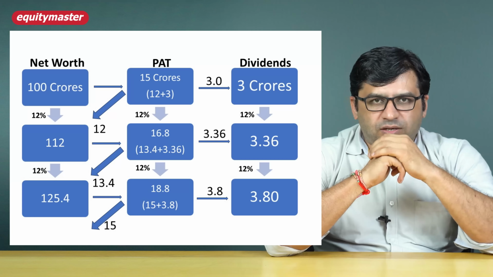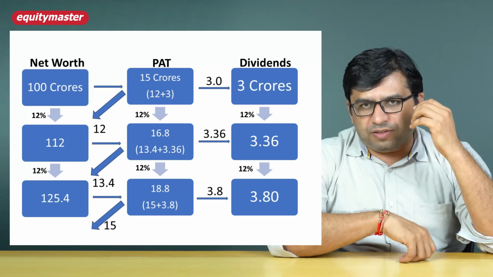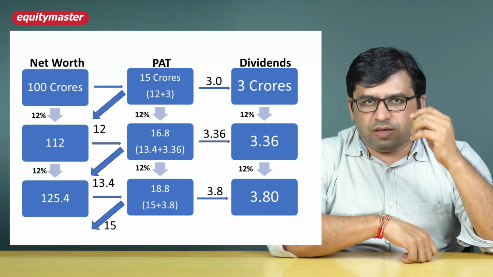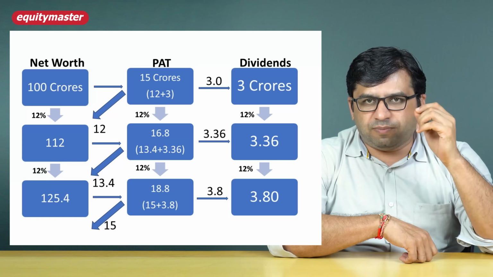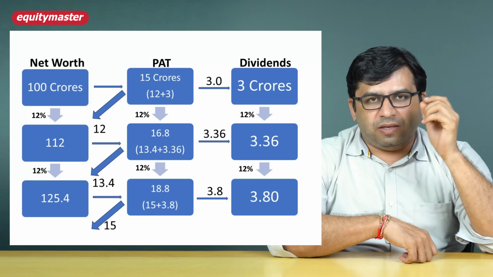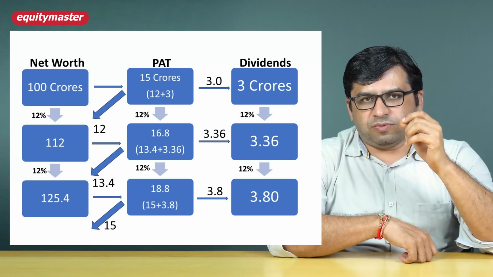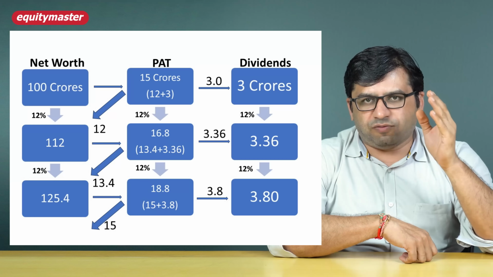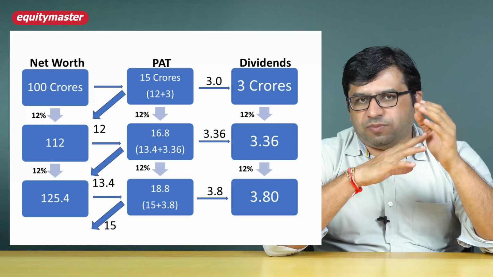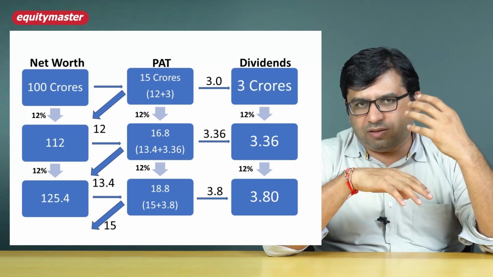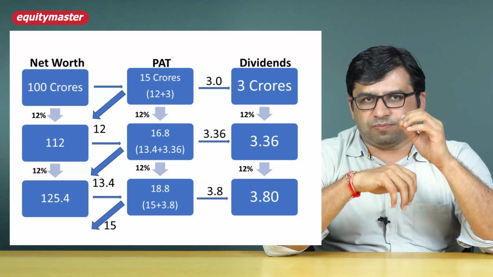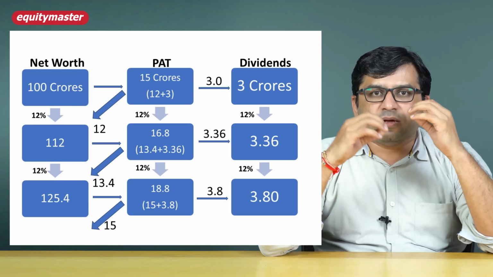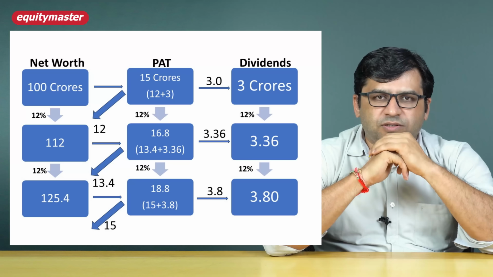Now moving on to the second row, the new net worth of rupees 112 crores will again generate a profit of rupees 16.8 crores based on 15% return on equity. This rupees 16.8 crores will be split into rupees 13.4 crores, which will of course be invested back into the business for another 12% growth, and another rupees 3.36 crores, which will be again paid out as dividends.